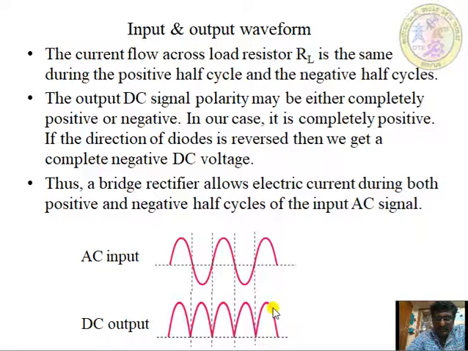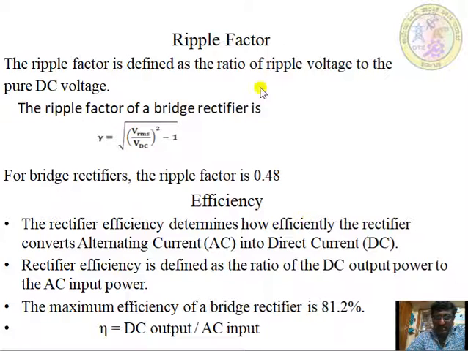The only thing is the efficiency will be equal. The output is proportional to be either completely positive or negative. In our case, it is completely positive. If the direction of the diodes is reversed, then we get a complete negative DC voltage. The bridge rectifier allows electric current during both the positive and negative half cycles of the input AC signal. So these are some of the characteristics.